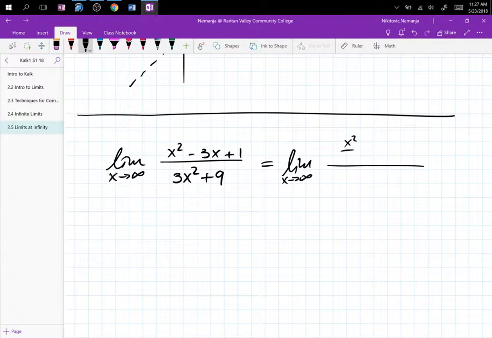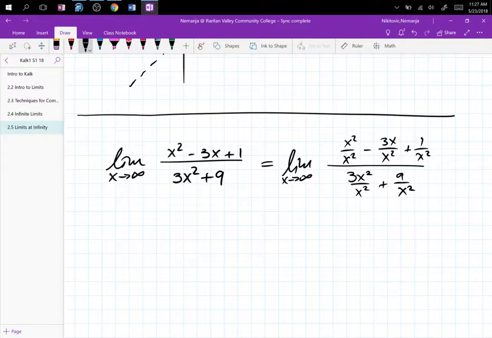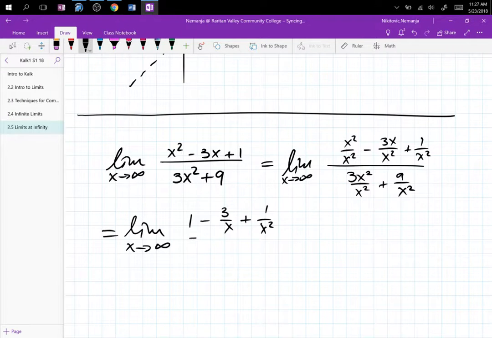We have x squared divided by x squared minus 3x divided by x squared plus 1 over x squared. Then we have 3x squared divided by x squared plus 9 divided by x squared. So this is the step where you divide every single term by the x with the highest exponent you have in the entire problem. Now, this simplifies to the limit as x goes to infinity of 1 minus 3 over x plus 1 over x squared, divided by 3 plus 9 over x squared.